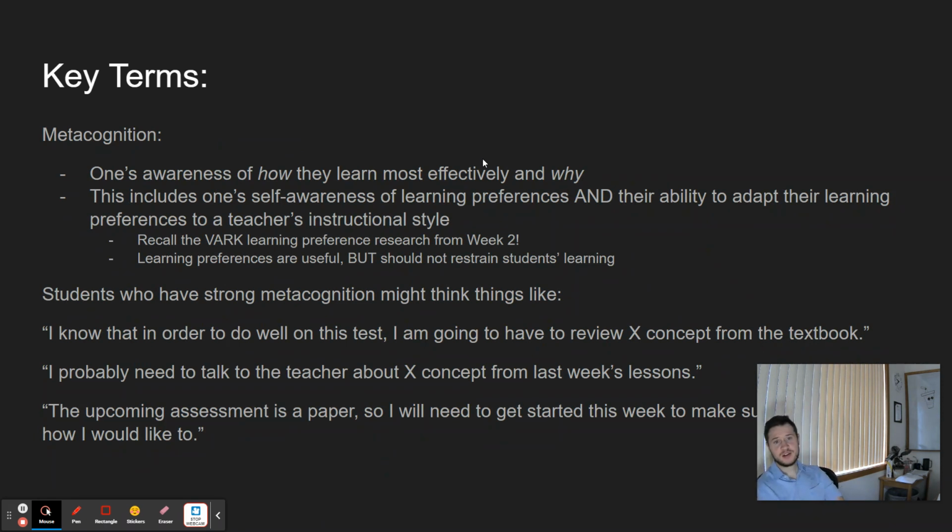Okay, the very, very first term is metacognition. Well, I guess this is the second term, but metacognition is this. It's one's awareness of how they learn most effectively and why. Okay, so this is you knowing how you learn. So it includes your self-awareness of your learning preferences.